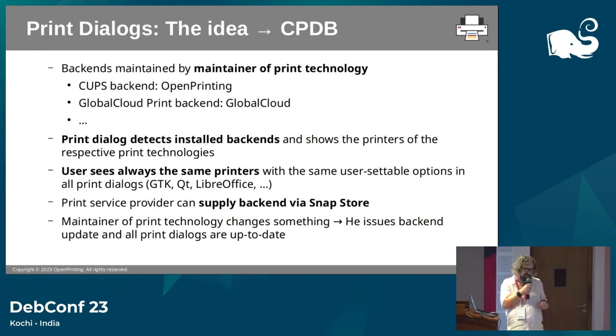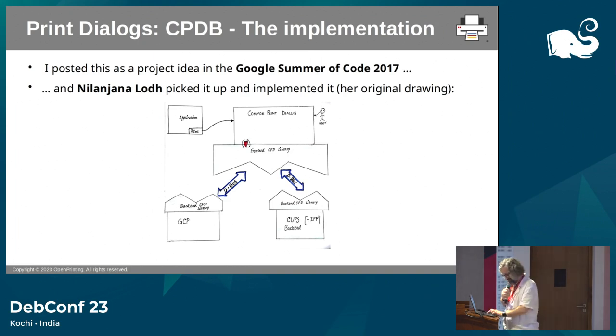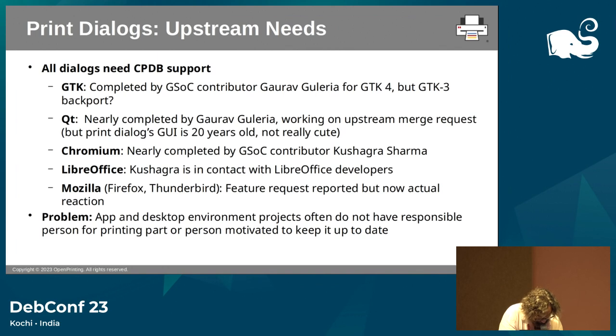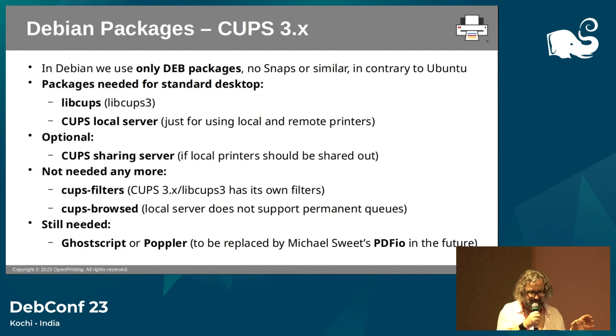So we have to do this in the print dialogs. In the GTK dialog, it's done by a Google Summer of Code student. And in the Qt dialog, it's nearly done. And for the other dialogs of LibreOffice, Chromium, Firefox, Mozilla, Thunderbird, there's a student currently working on it. And here's a link. If all the print dialogs have common print dialog backend support, then we have no problems anymore with the new architecture, as the CUPS backend is already ready for the new architecture. It uses exclusively the new APIs of the CUPS library.